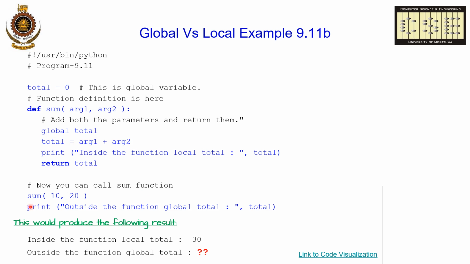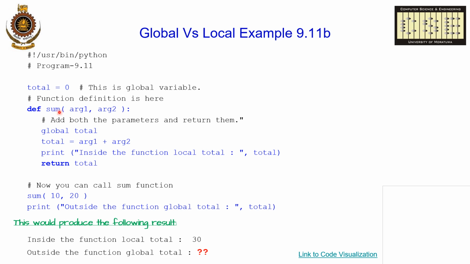So what will this be? Outside the function, global total, what's the value? It should be 30. You can try it yourself, either using this link to the code visualization or in IDLE.